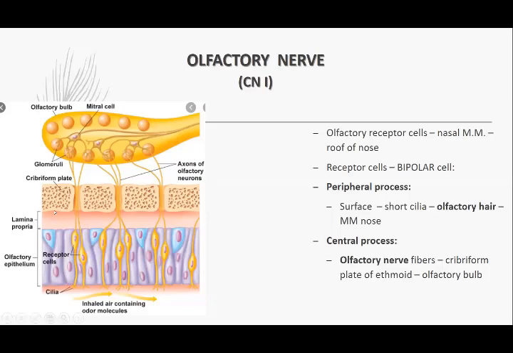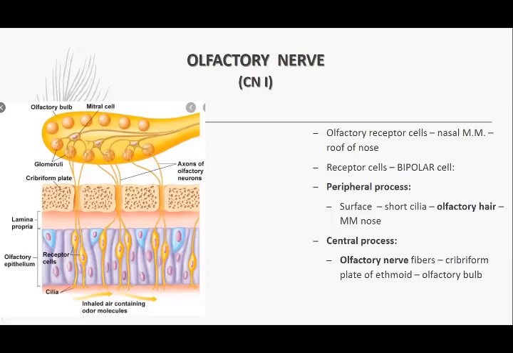The nose is lined by mucous membrane everywhere. But the difference between the mucous membrane lining the lateral and medial walls of the nose and that of the roof of the nose is that the roof of the nose has these neurons. They are receptor cells. They are bipolar cells.